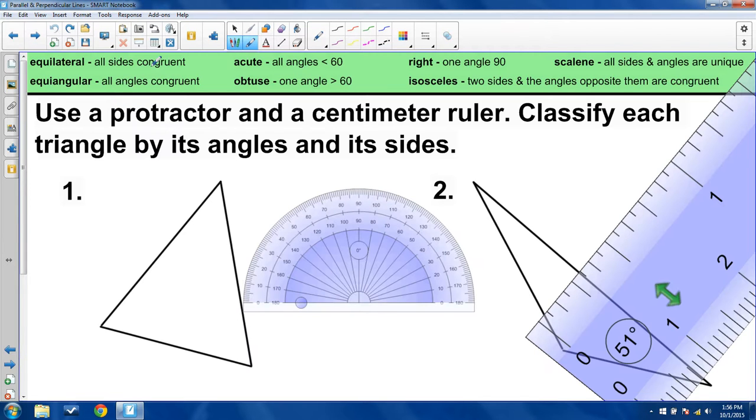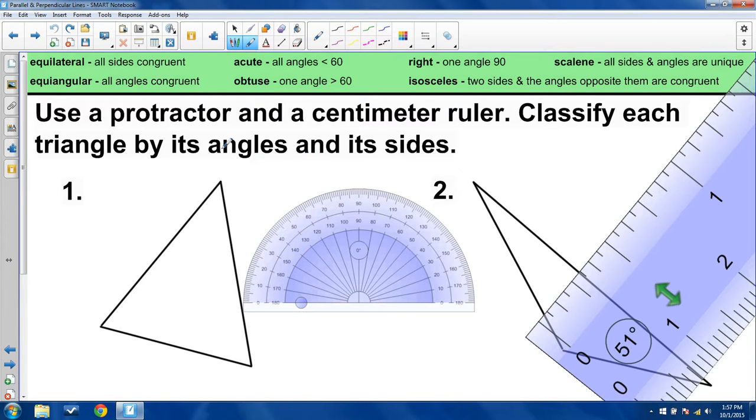Okay, there's going to be stuff on the top frame right here, and I'm not going to be reading off of them, but I'll be saying things off of here as well. So you can feel free to read what's up there, and it pertains to the example problems you're looking at. So for numbers 1 and 2, we're going to use a protractor and a centimeter ruler. We're going to classify each triangle by its angles and its sides, based on whether certain things are congruent or obtuse or 90 degrees or pairs of congruent, all that kind of stuff we're going to look at.